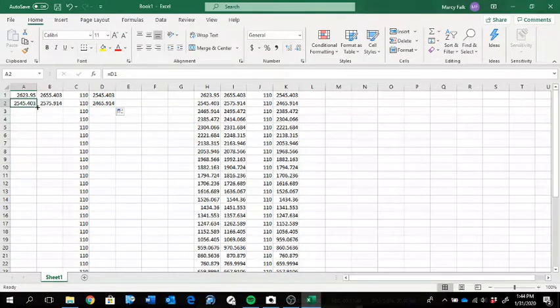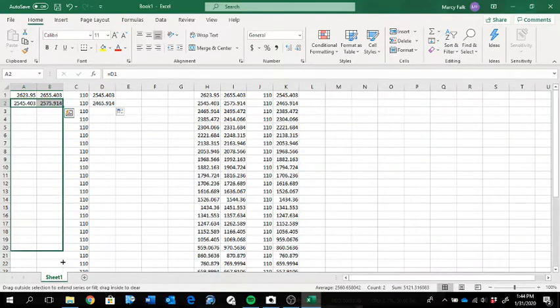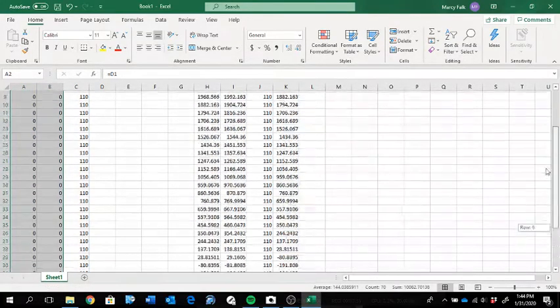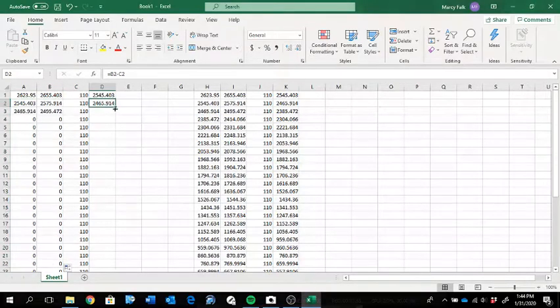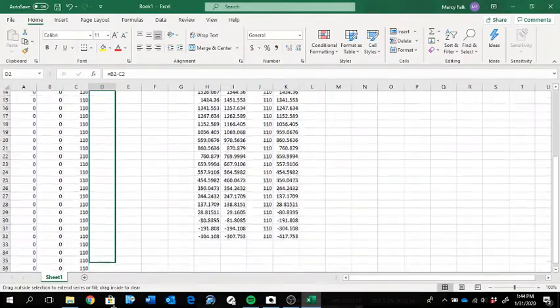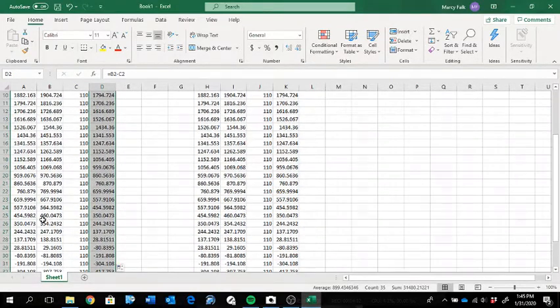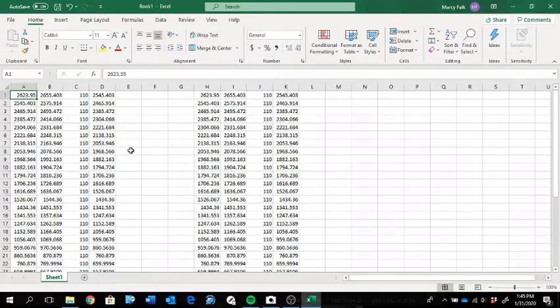Now it's just a matter of filling the cells down. We don't know how far we're going to go, so we just keep going until we see negative numbers. Now you can see that it would be 28 full payments, and then you'll have to make a 29th partial payment. 28 full and then a 29th partial payment.